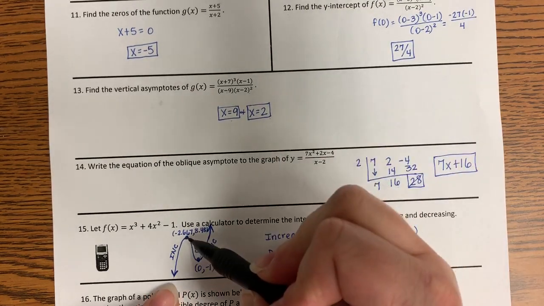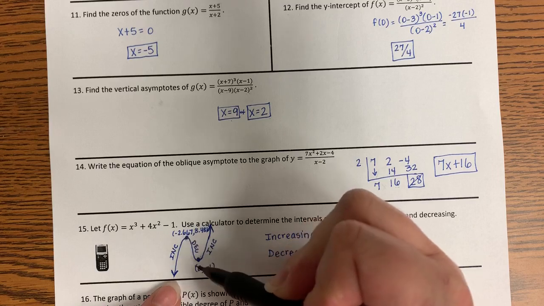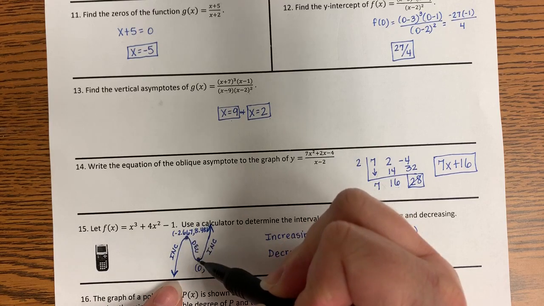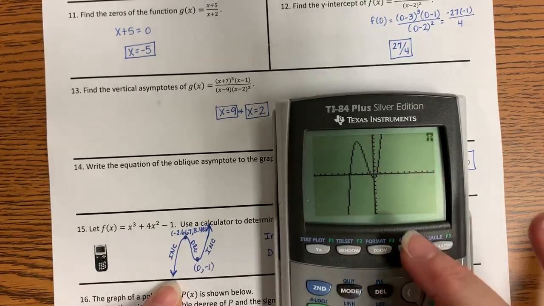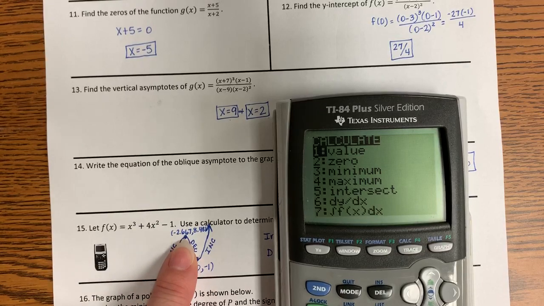But in order to figure out where it stops increasing, I need the relative extrema. So I need this maximum and I need this minimum. On my calculator, once I see my graph, I'm going to do second trace. I'm going to go for the maximum first.